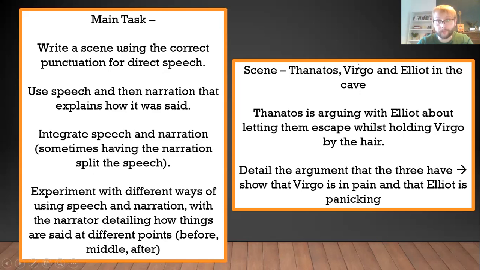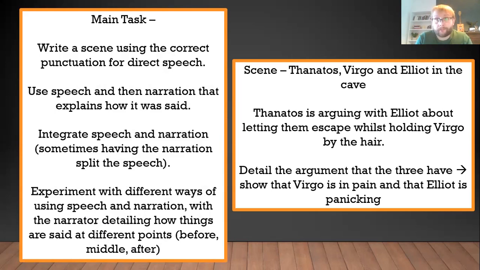The scene that I'd like you to write out with lots and lots of speech used with correct speech punctuation is a scene where Thanatos, Virgo, and Elliot are in the cave. Thanatos is arguing with Elliot about letting them escape whilst holding Virgo by the hair. And I'd like you to detail the argument that the three of them have, showing that Virgo is in pain and that Elliot is beginning to panic.